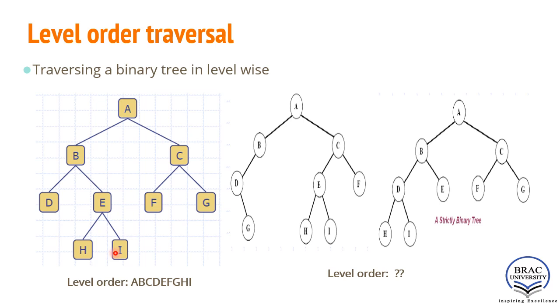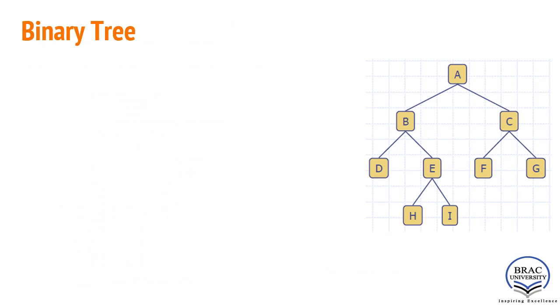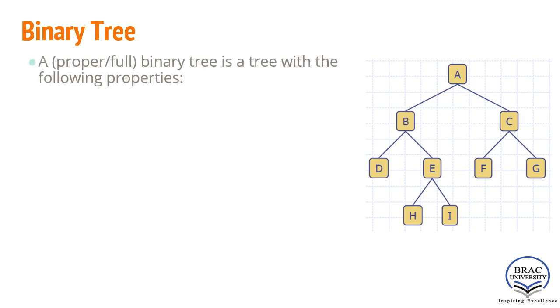So I'm asking you the question, for these two trees, what would be the output for level order traversal? This is a very easy question. Again, some definition. So a proper or full binary tree is a tree with the following properties.